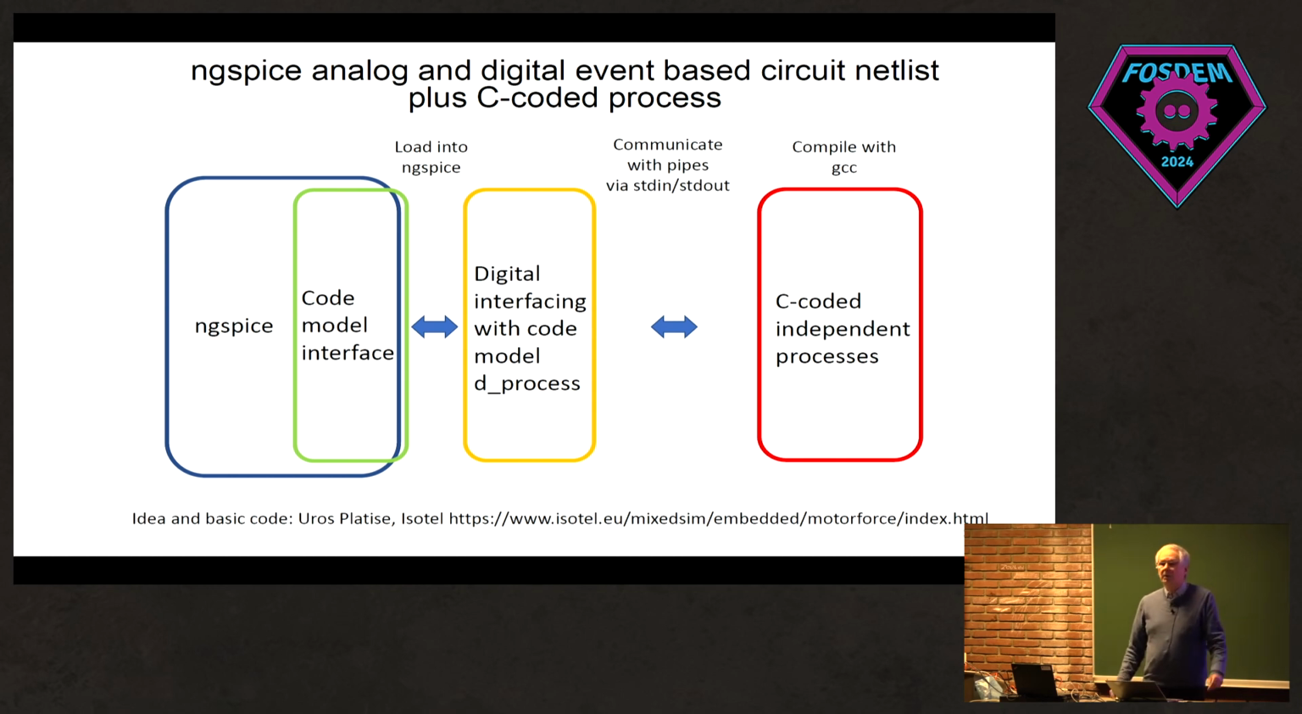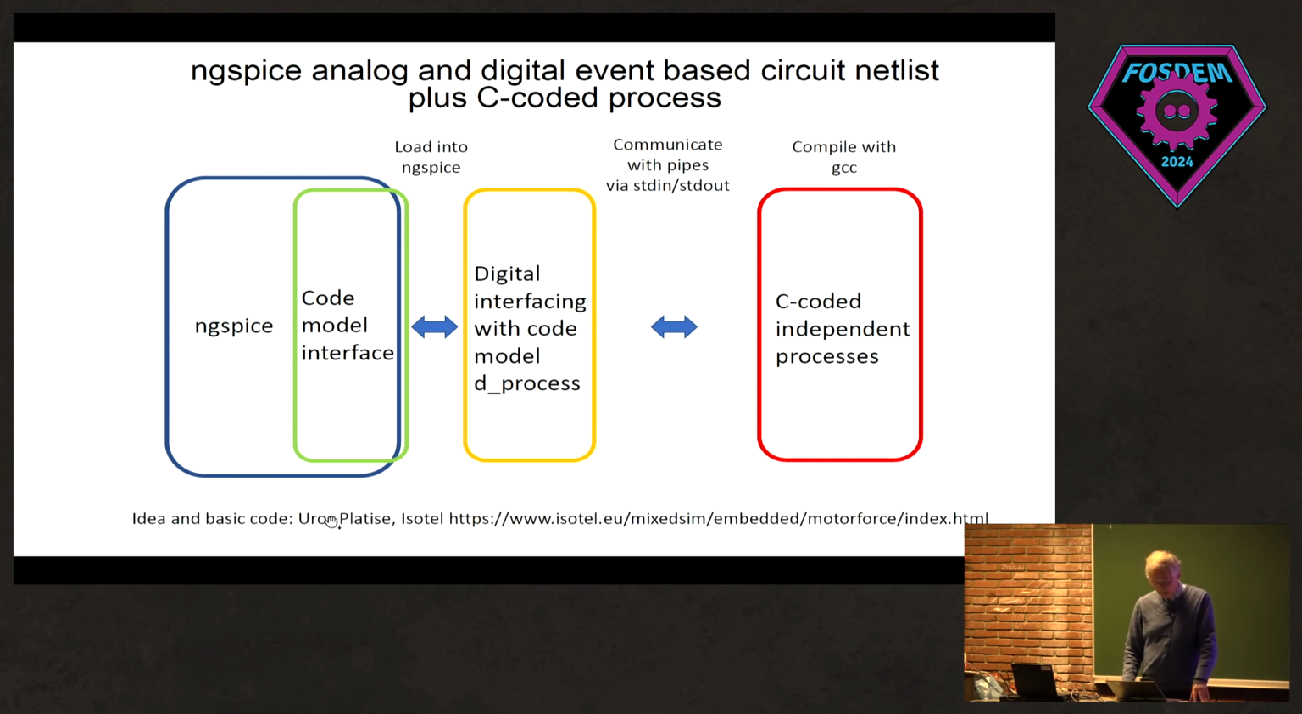You can also do this with C-coded digital type models. You have C-coded independent processes. You compile them with GCC, for example, or with any C compiler, and these communicate with NGspice via another code model. The digital interface is now called d_process.